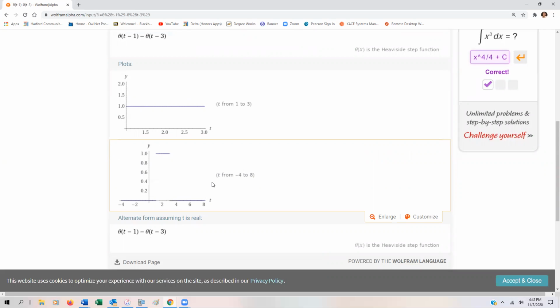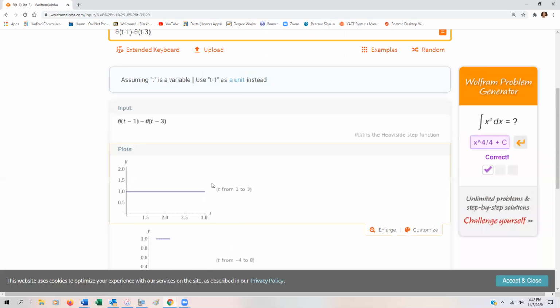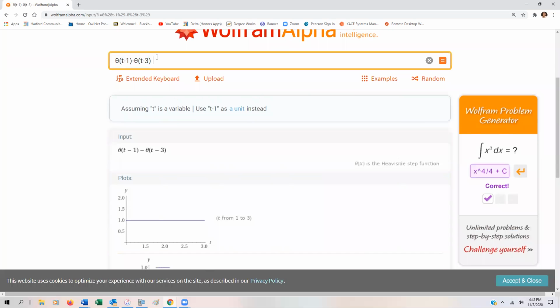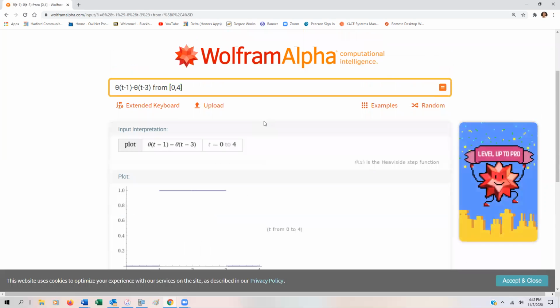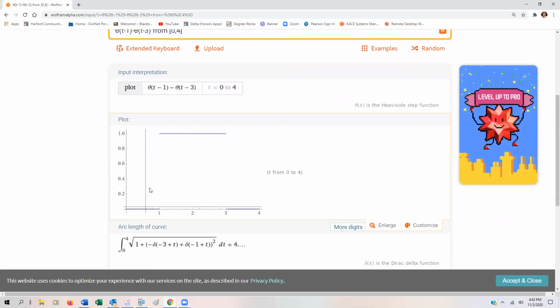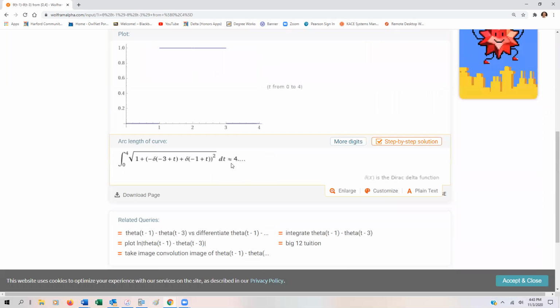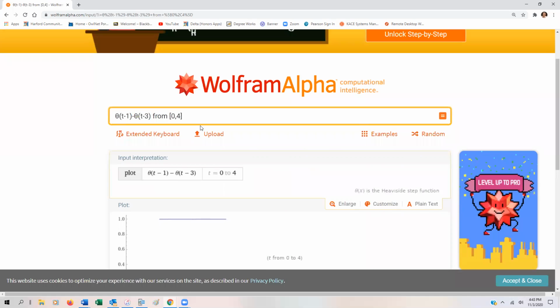If you wanted to change the domain, you could say from 1 to 3, or maybe the domain 0 to 4, and that might change the values of it. So check this out. What it does is it just graphs it over the domain which you're interested in. It actually will approximate the arc length of a curve, although we're not going to necessarily do that in this course. Remember, another one that we had was sine.